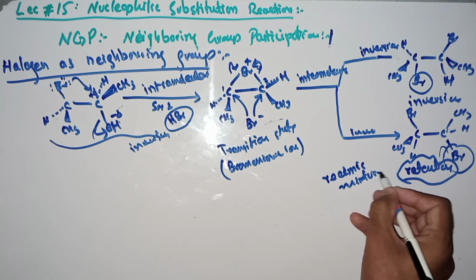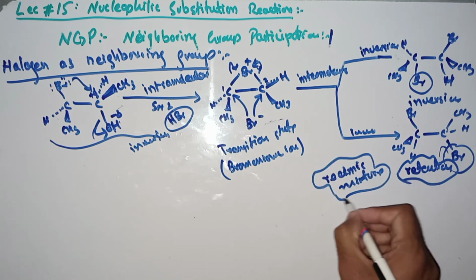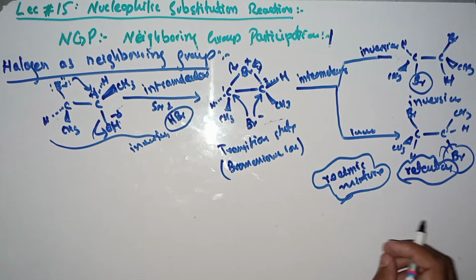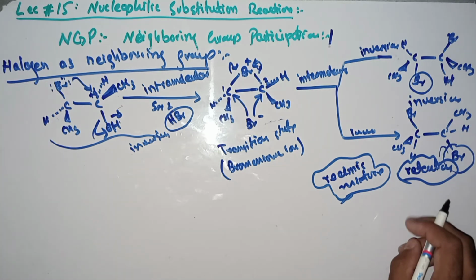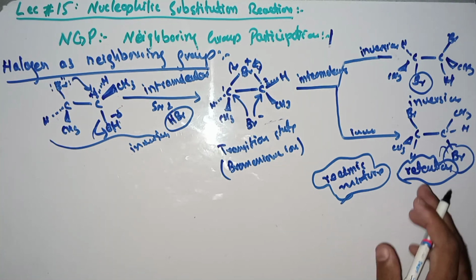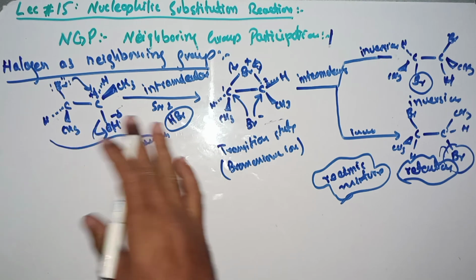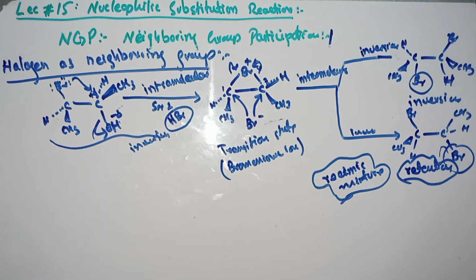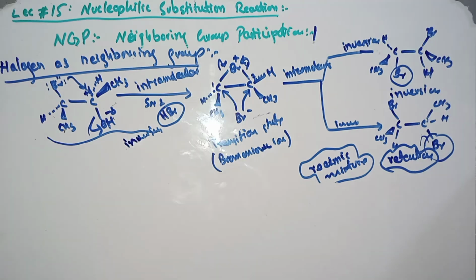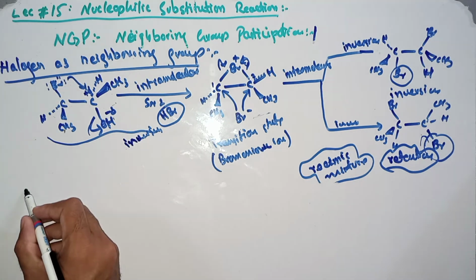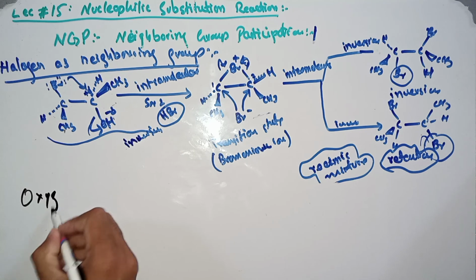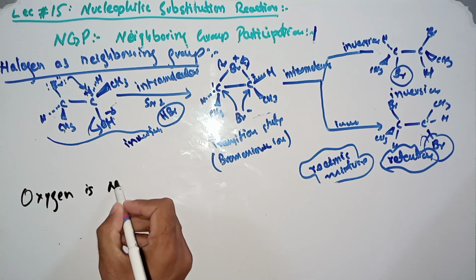Racemization can take place because both isomers are present in the form of products. Both of the isomers are produced. So this is the reaction when halogen is the neighboring group. Second, oxygen is a neighboring group.